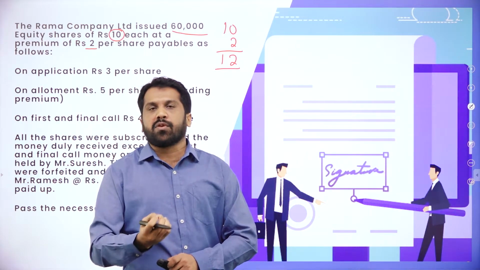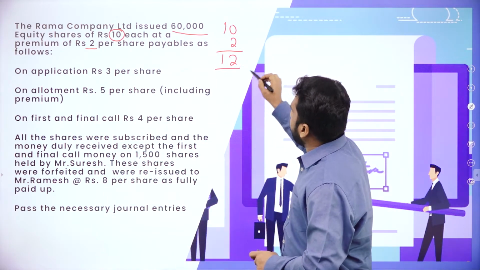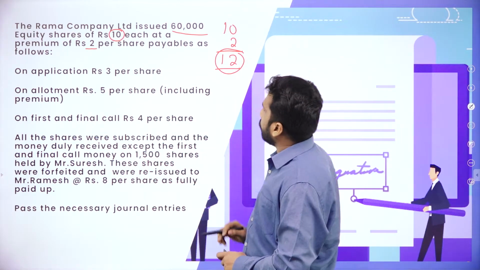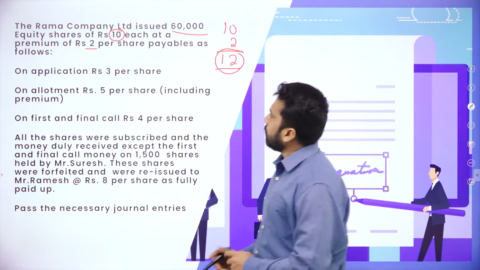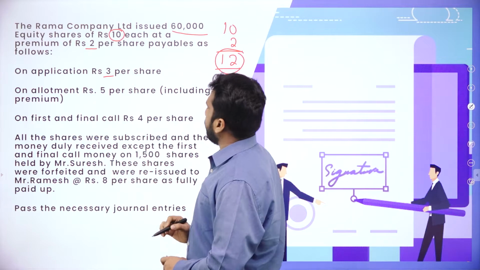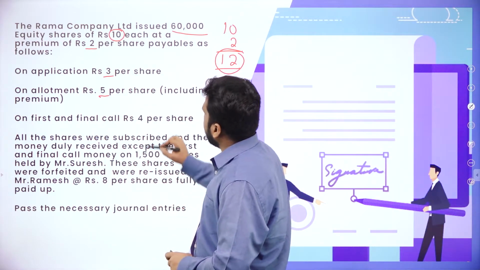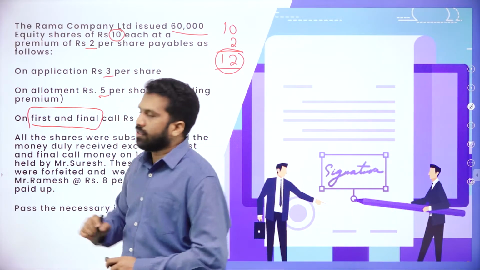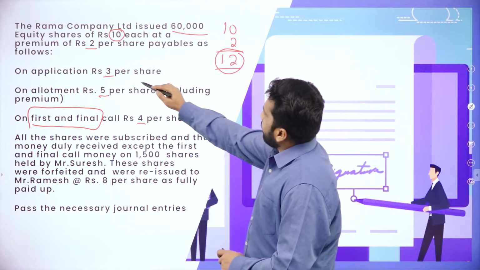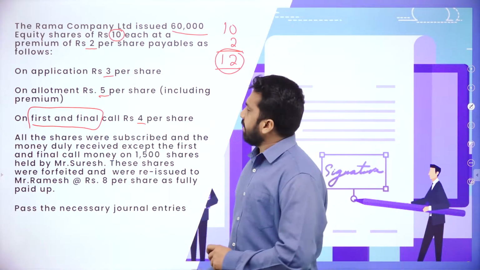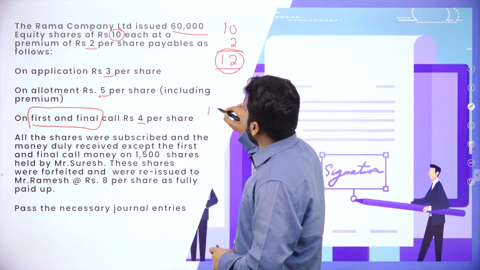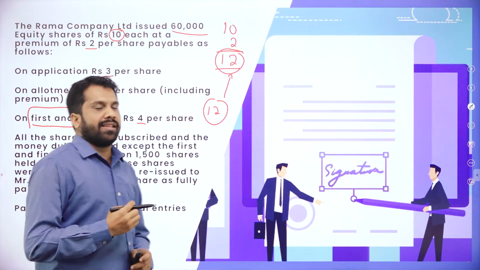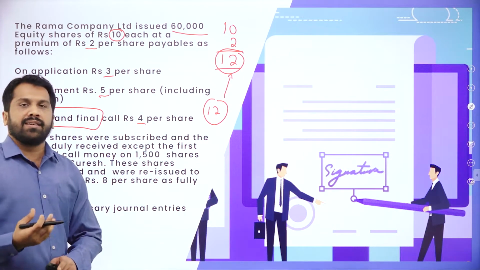Now, after this, what should we do? After finding the actual value, we should add these three. The total should match with 12. Now, your application money, how much? 3. Allotment 5. First and final call 4. 3 plus 5, how much? 8. 8 plus 4, how much? 12. So 12 matches with the total value of the share. Like this, you have to understand the question.